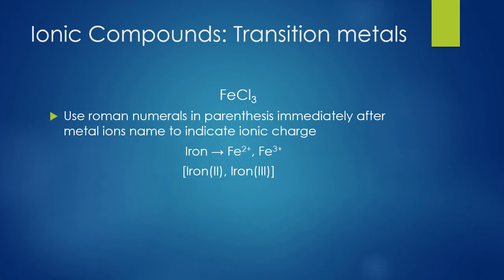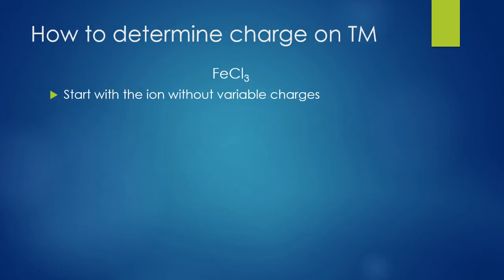Is it the +2 iron or is it the +3 iron? So how do I do that? I do that by using Roman numerals. So if, for instance, this is the +2 ion of iron, I would write iron and then Roman numeral 2. If it is the iron 3+ ion, I would write iron and a Roman numeral 3.